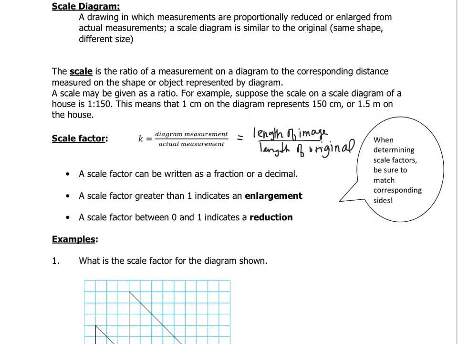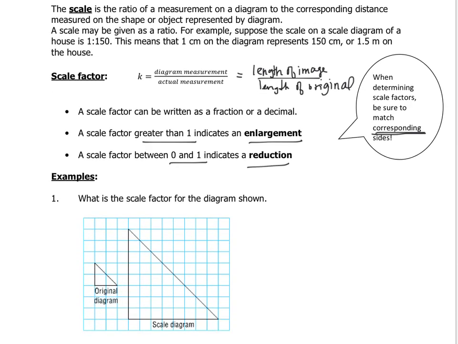A scale factor can be written as a fraction or a decimal. A scale factor greater than 1 indicates it's being enlarged, and a scale factor between 0 and 1 indicates it's getting smaller, or a reduction. When determining scale factors, be sure to match corresponding sides. You've got to match up the length with the length, the width with the width, and so on, or the right side with the right side, so the diagram is oriented the same way.